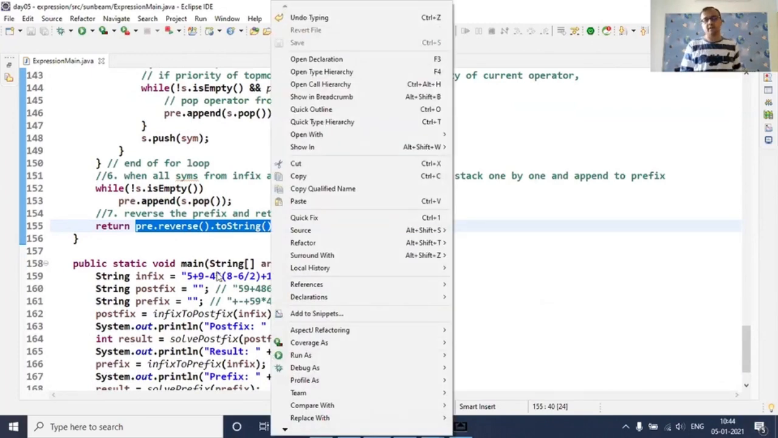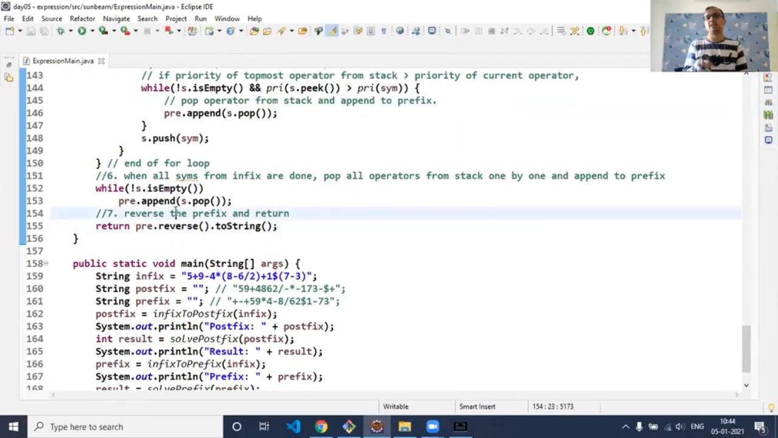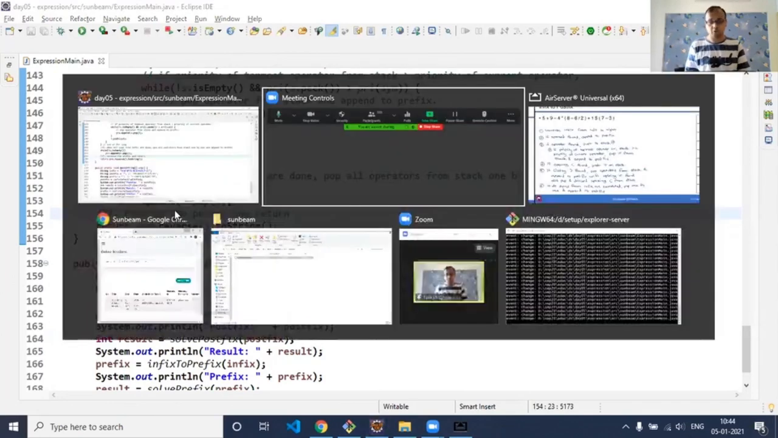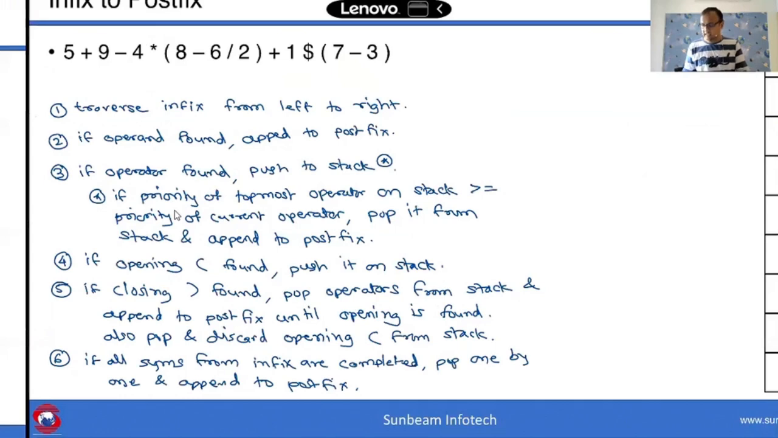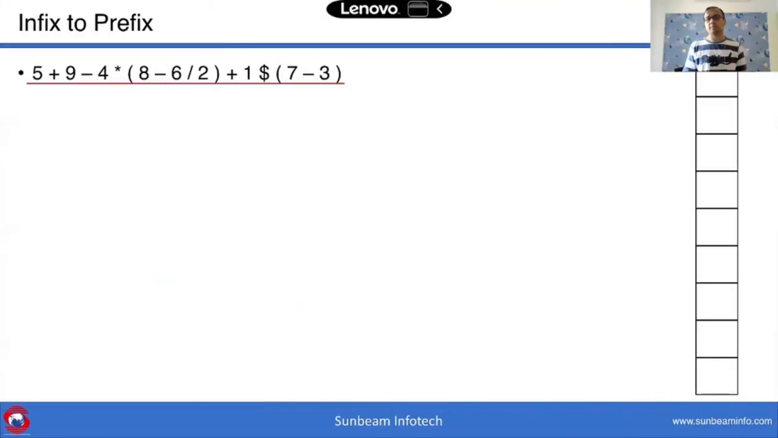Nothing special we are doing over here. This is nothing but the infix to prefix algorithm. Paperwork I'm leaving as homework for you. I have written the algorithm and given it to you; the complete algorithm is written in the comments.